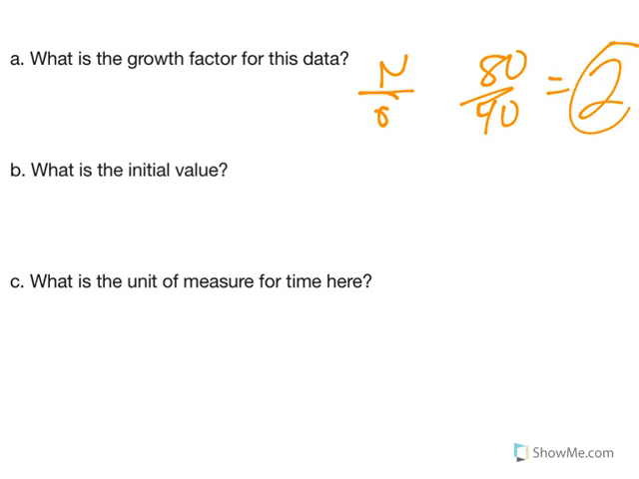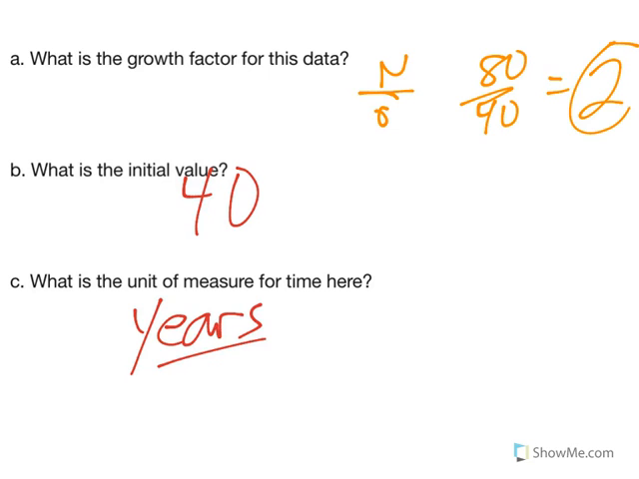and I get a growth factor of 2. My initial value, I've already pointed out, is 40, because that's the first one they give us. And the unit measure of time, here we're talking about years. And again, we're starting in 2013, so it's years after 2013.